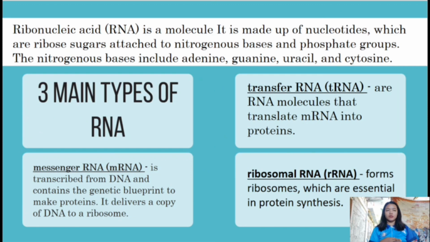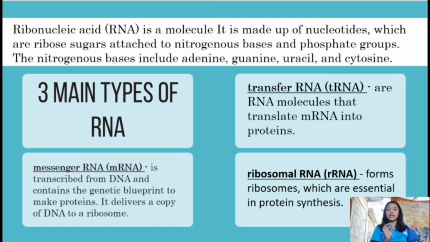RNA is a single-helix molecule made out of nucleotides, which are a ribosugar attached to a nitrogenous base and a phosphate group. Let us repeat: a ribosugar attached to a nitrogenous base, then a phosphate group. It has 4 nitrogenous bases, which are adenine, guanine, uracil, and cytosine.